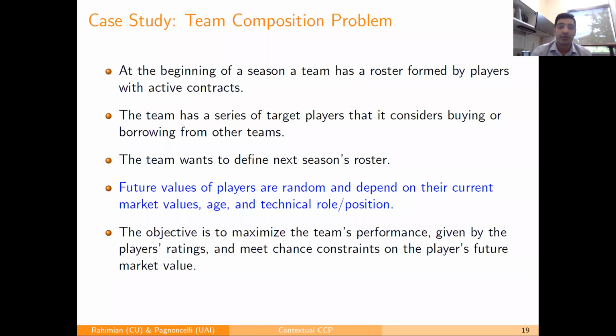This future market value of the players depends on the current market value, the age of the player, and the technical role or position that the player has in the team. Perhaps in the context of basketball, we can think of roles like shooting guard, point guard, and things like that. The objective of the team manager is to maximize the team's performance, quantified by some ratings, and at the same time satisfy a chance constraint on the future market value of the players. So we also have some financial restriction that we need to take care of.